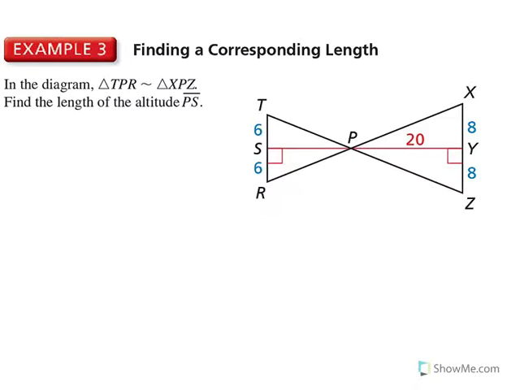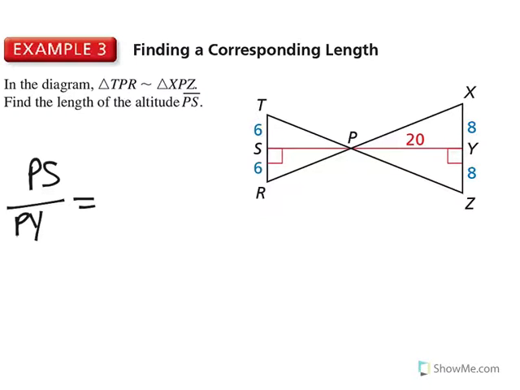In this next problem, we're doing the same thing. It tells us we have these two triangles that are similar, and asks us to find the length of the altitude. The altitude is just like our height. So if we have two similar triangles, that means that their heights are going to be similar as well. So if we want to find PS, we could put it over the height of the other triangle, PY. And then again, we want to set up a proportion just like we did in the last one.